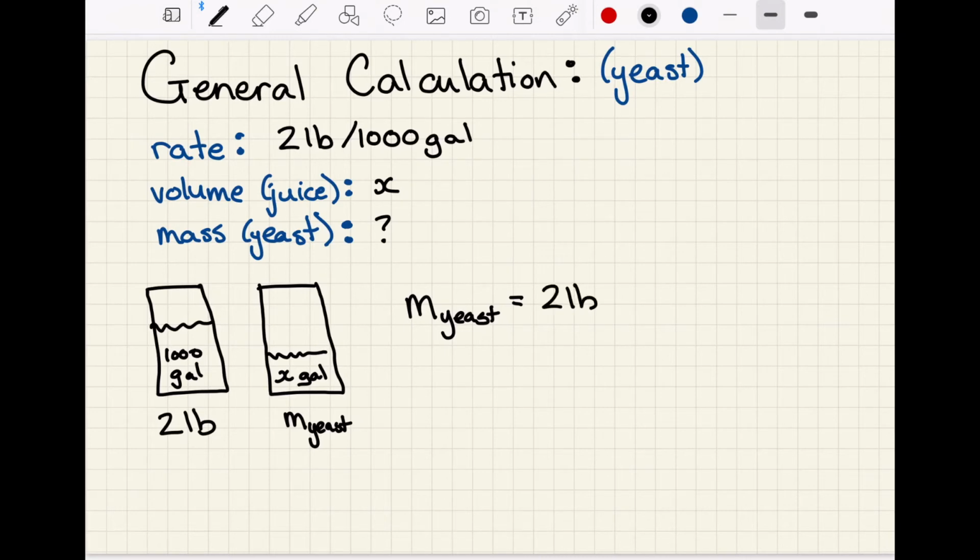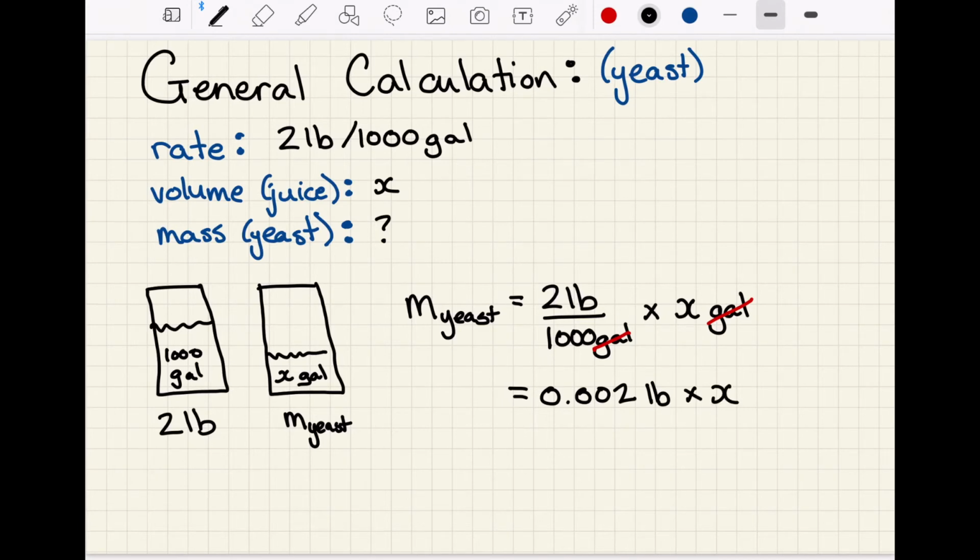So I see this 2 pounds per 1,000 gallons. And when I'm done with all my units at the end, I should end up with that unit that I start with. And then what we're going to do is multiply this by X number of gallons. That's our volume of juice. And so when we go to plug everything in, our units of gallons are going to cross out, just the unit. Don't touch the number at all. Just the unit's going to cross out. And when we do this math out, we're going to have 0.002 pounds times X. So that's our general equation for the mass of yeast that we're going to add.